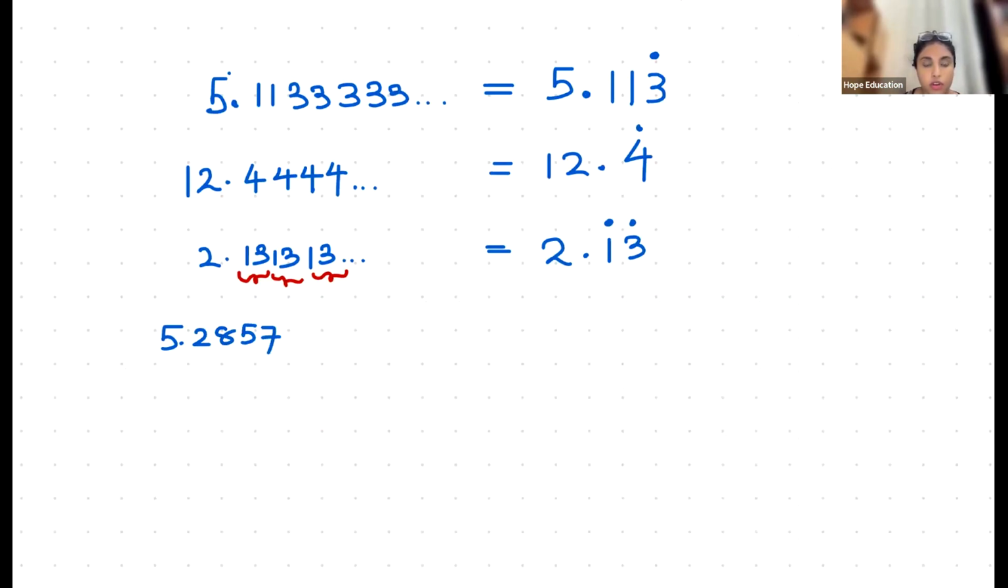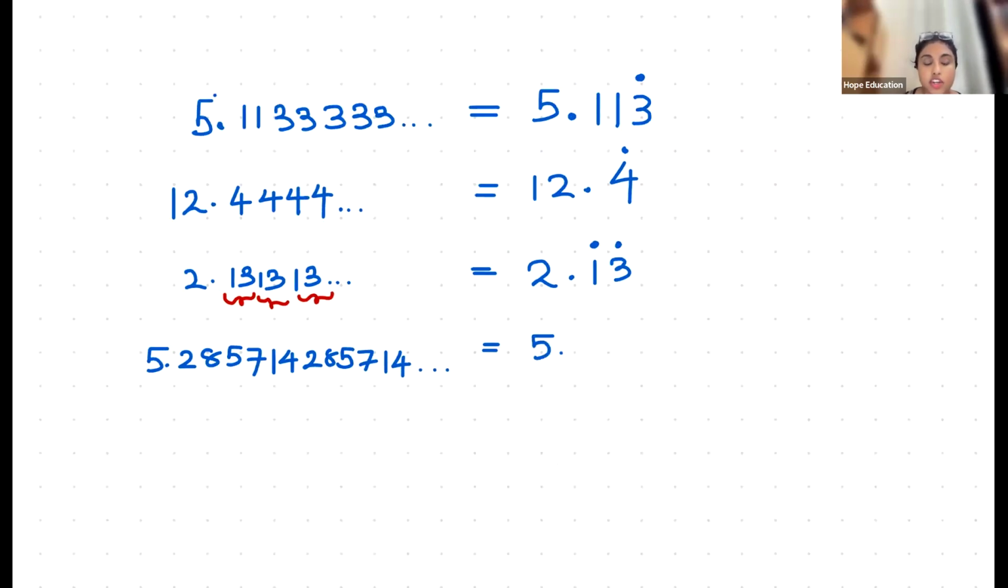5.285714 285714 and so on. I can write this as well. What is the repeating unit? 285714 is a repeating unit. Again, I have 285714, that is a repeating unit. So I write the repeating unit once: 285714. Where that repeating unit starts, that is 2, I put a dot on top. Where the repeating unit ends, that is 4, I put another dot there.